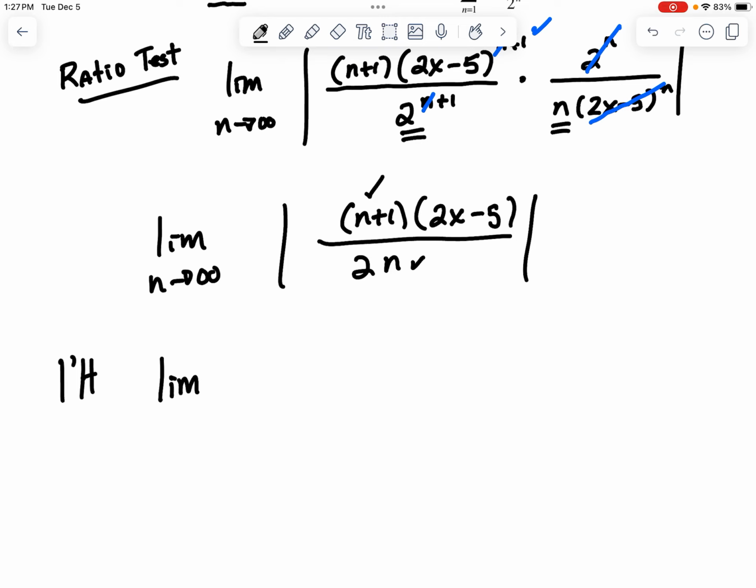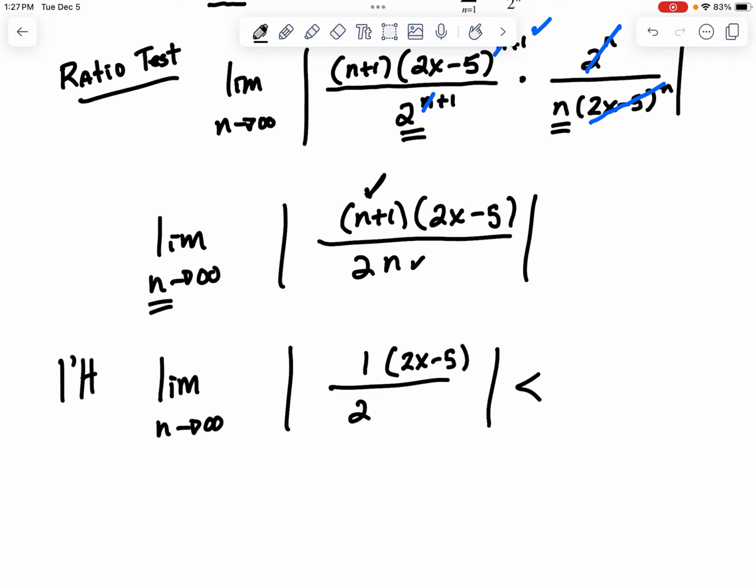It's like deja vu all over again. Seems like L'Hopital's rule keeps showing up. All right, so the derivative on the top, so the n is the variable, so we're taking the derivative of the n part, and the derivative on the top will be 1, the derivative on the bottom will be 2. And then the 2x minus 5 stays there, and the ratio test says this will converge if, in absolute value, it's less than 1.